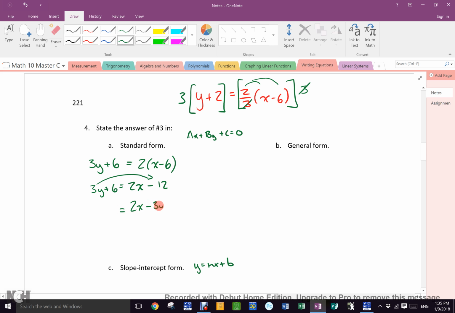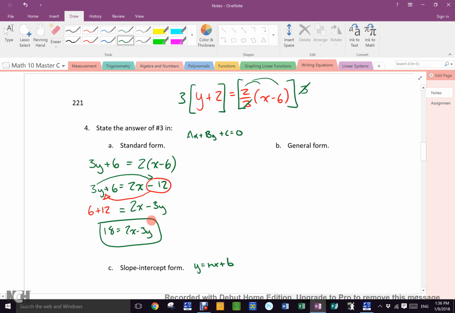2x minus 3y. And what's going to happen to this guy? He's got to come over here away from the variables. And what's going to happen to him? 6 plus 12. And then I finish it off. What's 6 plus 12? 18 equals 2x minus 3y. And that is standard form, yes?